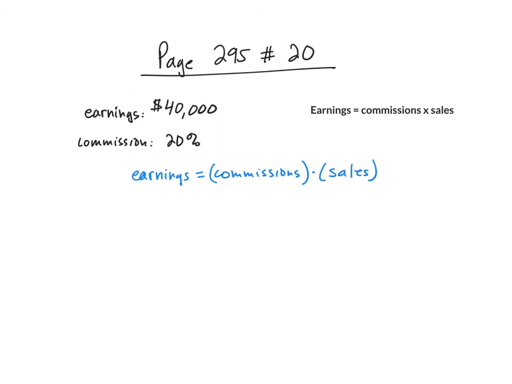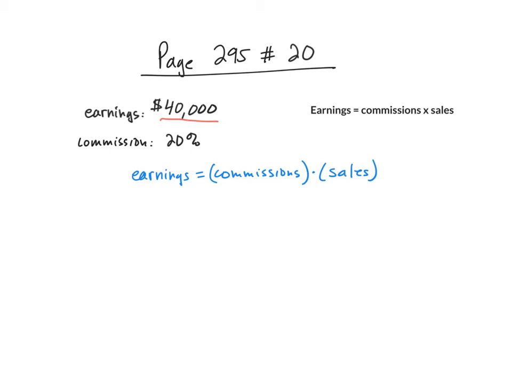Okay, now I'm going to hop down to number 20 because I still want to do these earnings problems. I'll jump back and do one of the tips problems in just a second. So in this case, I'm told that the earnings are $40,000. So if I'm a salesman and I earn $40,000 and my commission is 20%, the question is, how much did I sell? I'm going to use the same equation I used before.